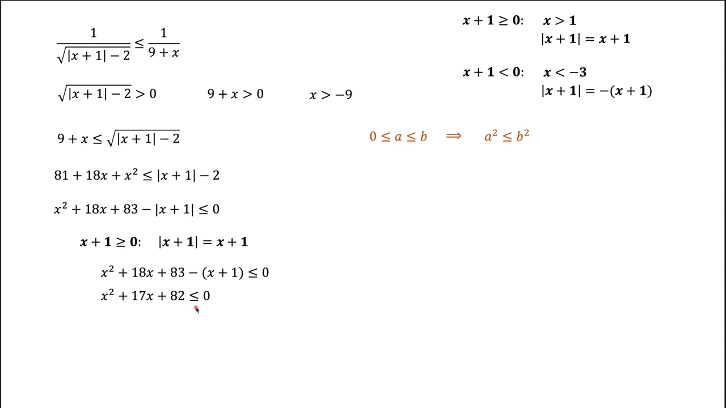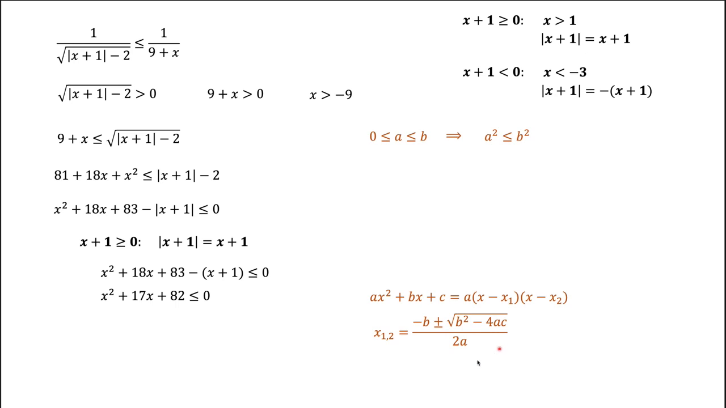Now, to continue, what we need to do is to remember the following fact from quadratic functions. So any quadratic function like ax squared plus bx plus c, where a, b, and c are some constants, can be written as a times x minus x1 times x minus x2, where x1 and x2 are roots of quadratic equation ax squared plus bx plus c, and those roots can be easily obtained using this formula.